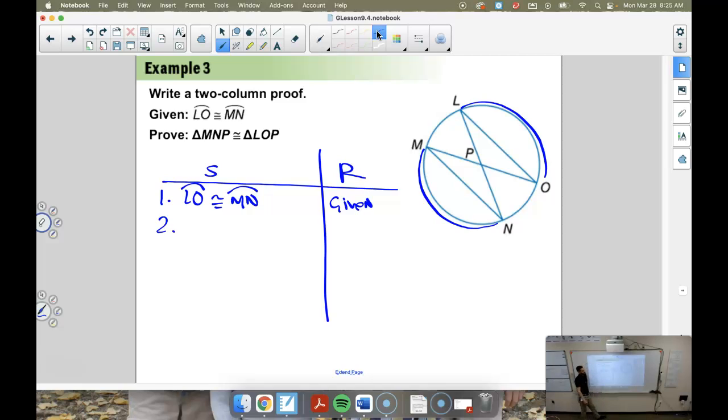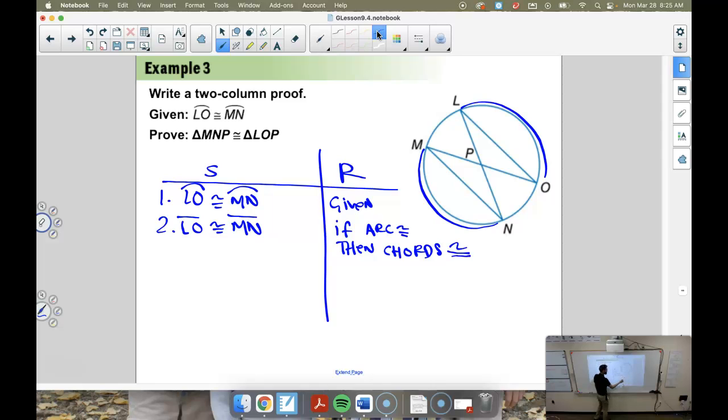So first, MN is congruent to LO, the segments. Then we need a reason. Oh, because the chords are congruent. I'm sorry. I got you, yeah.